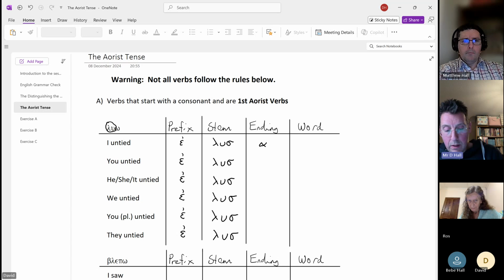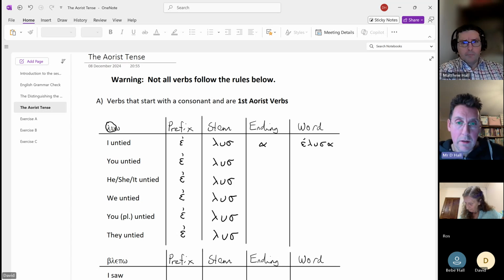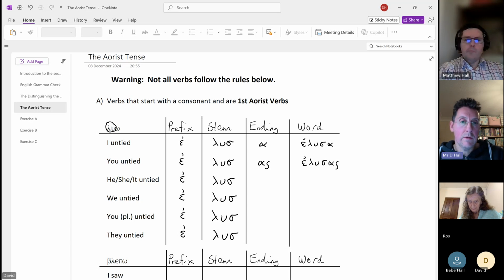So we'll go through them now one at a time. We have elusa, which is I untied, and then the ending for the second person singular is as, so elusas. You'll notice that that is similar to the second person singular in the imperfect, except that rather than using alpha, they're using epsilon. So there's an epsilon sigma at the end, but here in the aorist we have an alpha sigma.